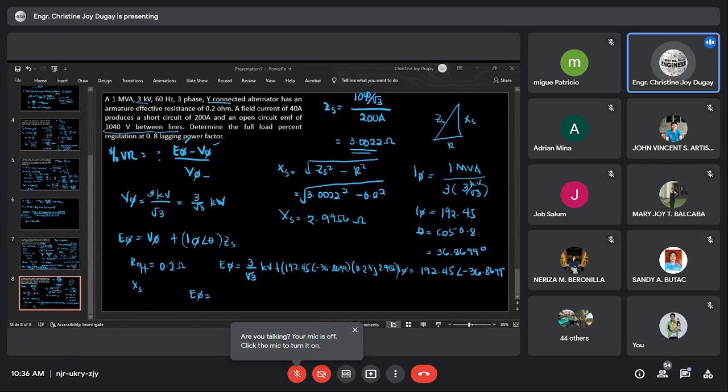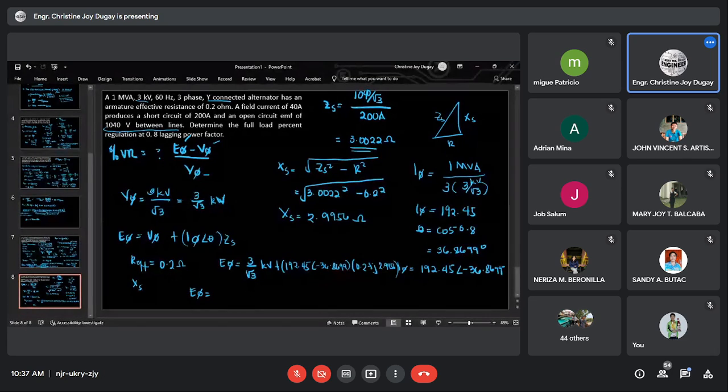E-phase natin, that is 2.153. KV ito, no? Angle 11 point something, no? KV. So if you're going to get the value of percent VR po natin, you're just going to minus i-phase natin, which is 2.153. Less natin siya kay 3 over square root of 3.